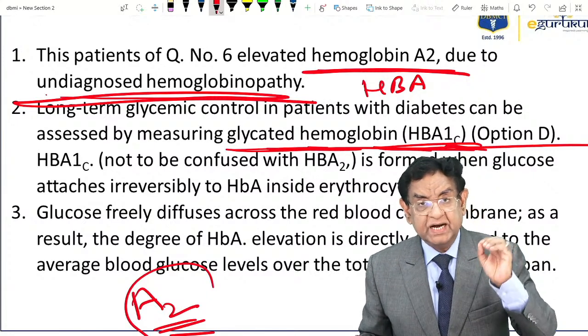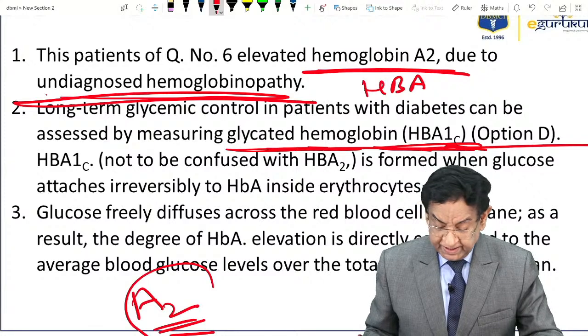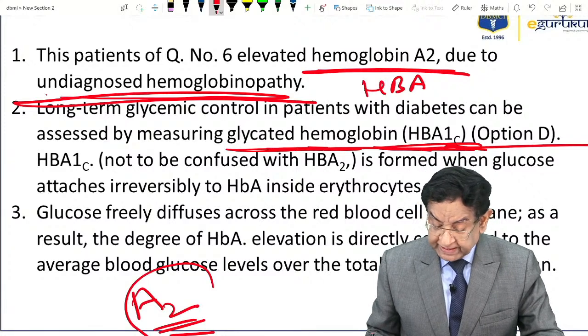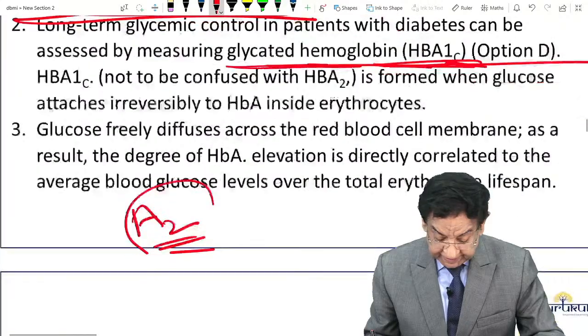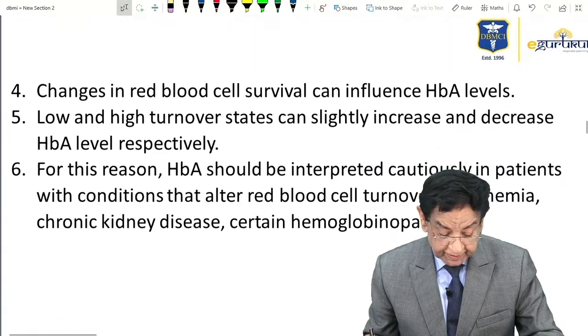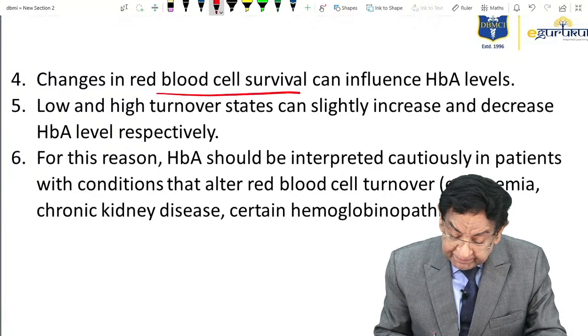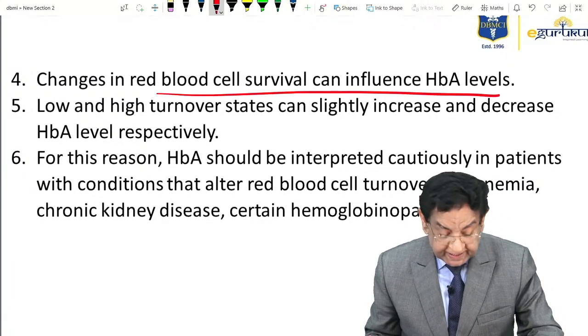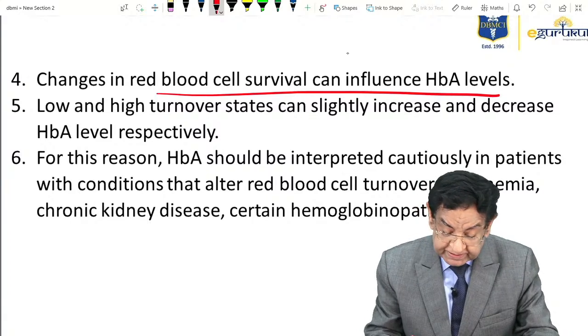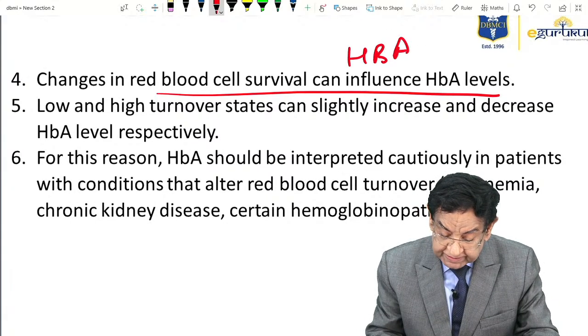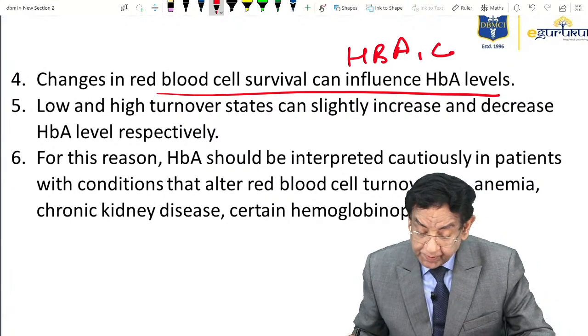Hence, the best answer is HbA2. Nothing to do with HbA1c, which is option D. Okay. Changes in RBC life survival can influence HbA level, and thereby it can influence HbA1c. Right?